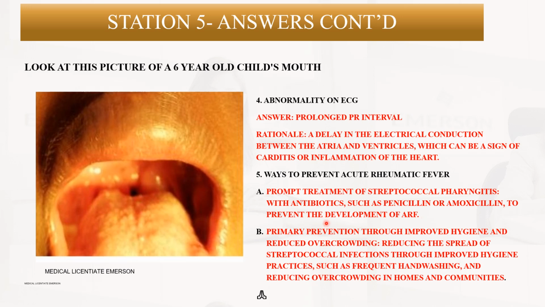Then you can also do another primary prevention through improved hygiene and reduced overcrowding. We also have to reduce the spread of streptococcal infections through improved hygiene practices, such as frequent hand washing and reducing overcrowding in homes and communities. So we are now preventing someone from developing the acute rheumatic fever. And that's the end for this question as well. So let's go to station E.